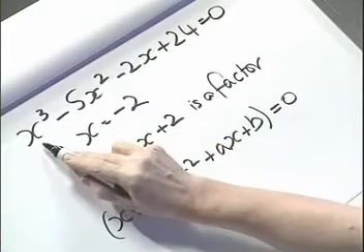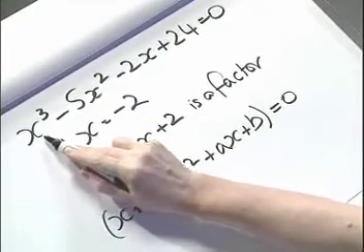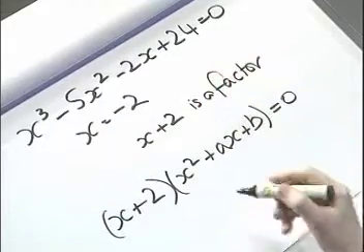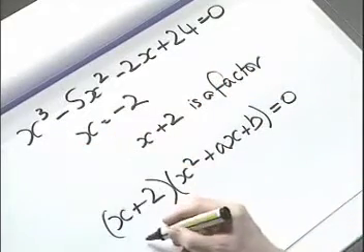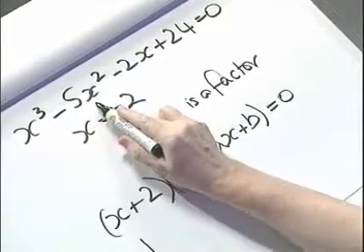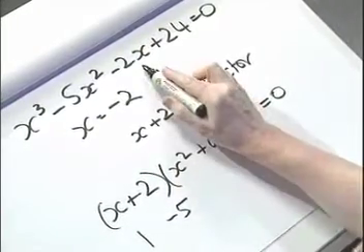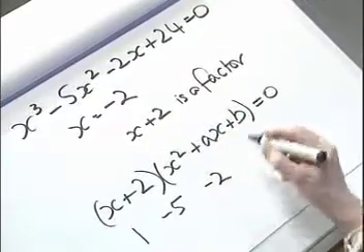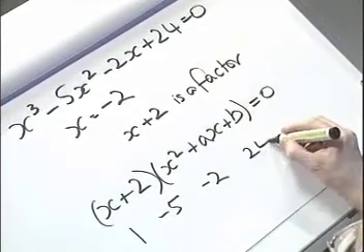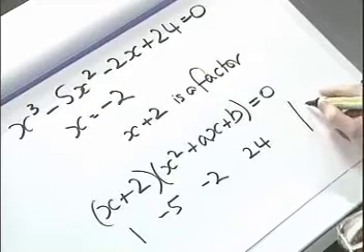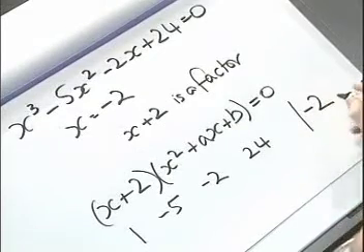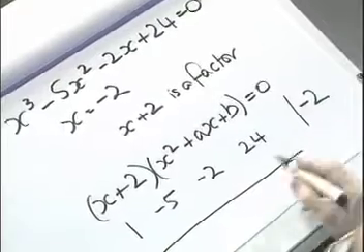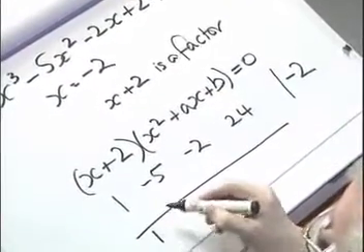So our task now is to find a and b, and we do this by a process called synthetic division. This involves looking at the coefficients of the original expression. So for instance, the coefficient of x cubed is 1, the coefficient of x squared is minus 5, the coefficient of x is minus 2, and the constant is 24. And we just write in that we're synthetically dividing by minus 2. I leave a line and then bring the 1 down.